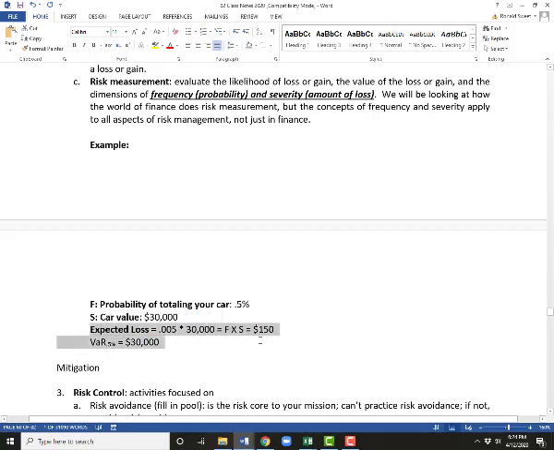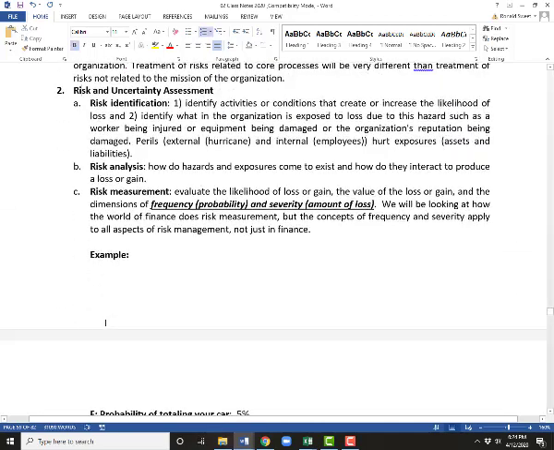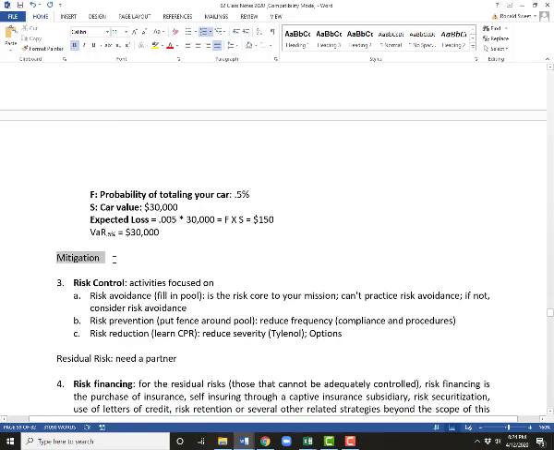So expected loss is just frequency times severity. That helps you know how much you might have to pay to insure that risk. VAR at 0.5% is the actual loss. So the 0.5 is the probability. The valued risk is the severity. So valued risk is the severity of that probability. We'll be doing some practice with valued risk, especially doing the Excel application and getting some practice.